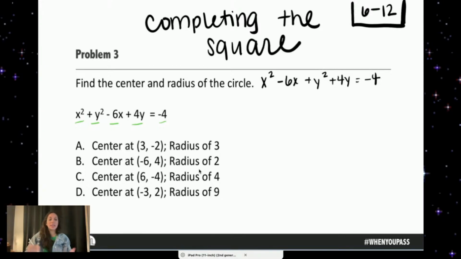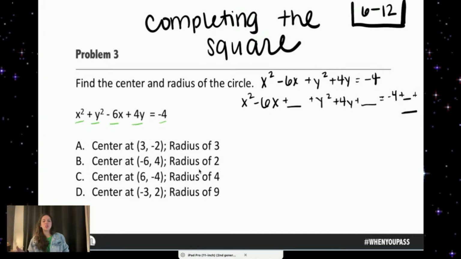And what I'm trying to do is get my trinomial, my x squared minus 6x plus something, to be a perfect square, okay? So follow me through this process. I'm going to do x squared minus 6x plus blank plus y squared plus 4y plus blank equals, this is where it gets tricky, and this is where people usually make a mistake, -4 plus blank plus blank.